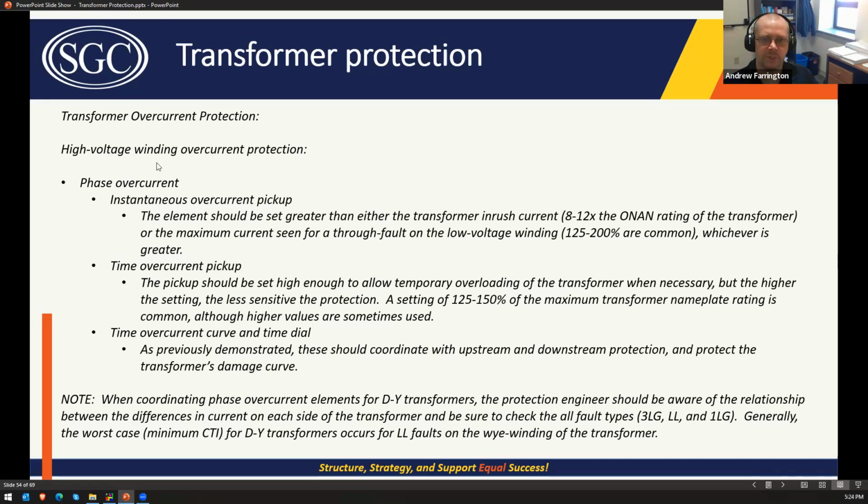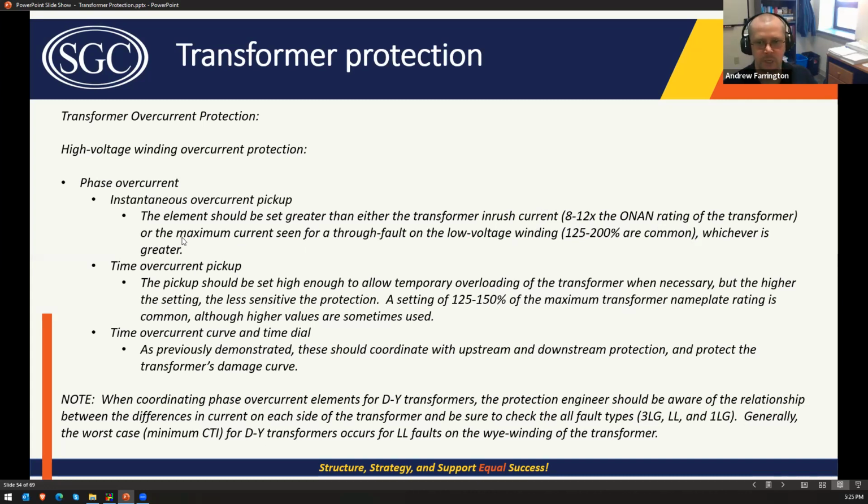So, considerations for each type of overcurrent relay: your high voltage winding overcurrent protection. This is broken down between phase and ground, and then low side, phase, and ground. So for high side phase overcurrent protection, you may have an instantaneous overcurrent pickup. The element should be set greater than the transformer inrush. Like we just talked about, we don't want to be tripping off the transformer during inrush conditions. That's a nuisance trip, and those are bad, so we want to avoid them.